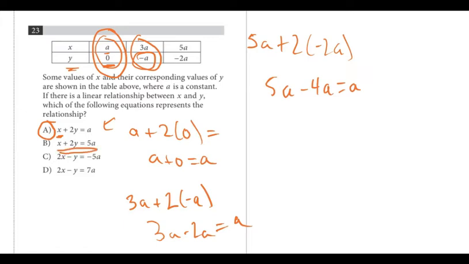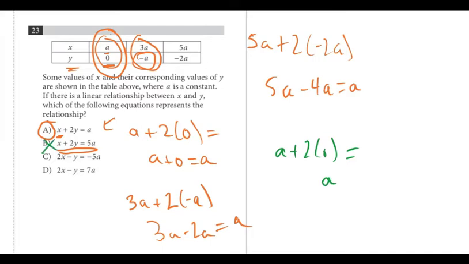So let's do that. So for answer choice B, if we put in A for X and 0 for Y, we would be A plus 2 times 0, which again equals A, and that would not work for answer choice B.